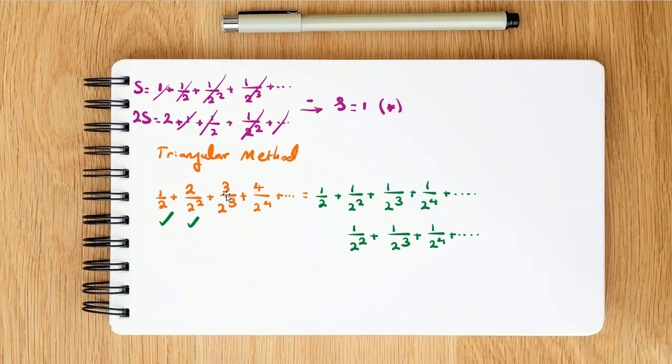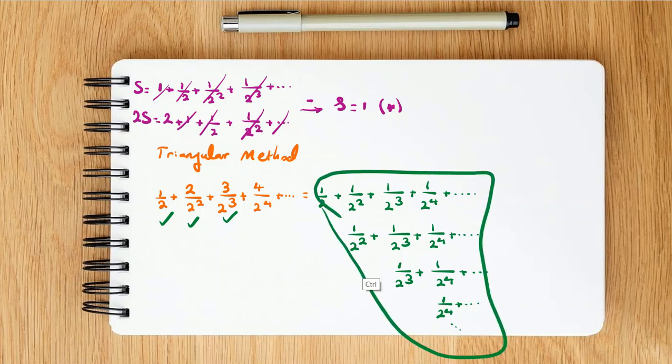Now, the next one is 3/2³. We have 1/2³, 1/2³, two of these, but here we need 3. So next time we start from here: 1/2³, 1/2⁴. It will be okay. And then the next time we start from 1/2⁴ and so on. So as you can see, it is like a triangle, okay?